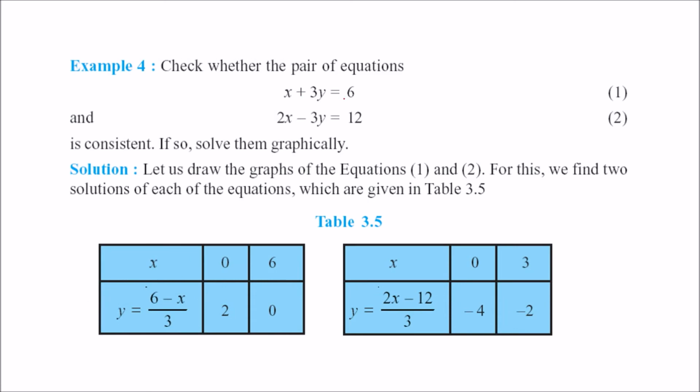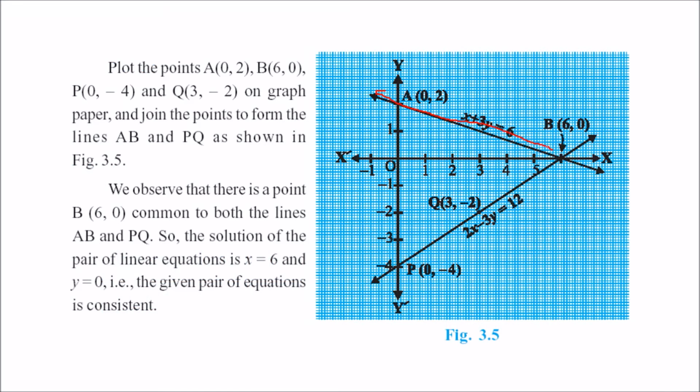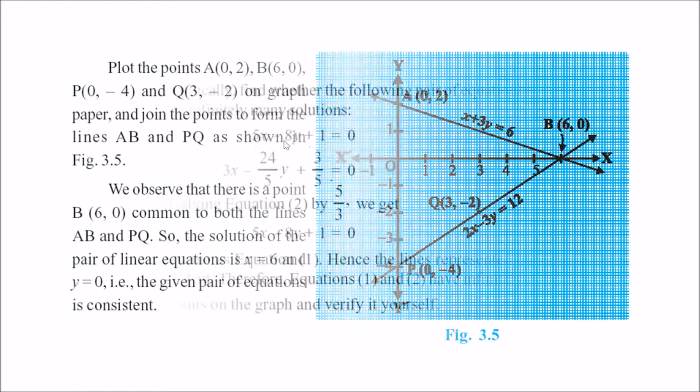x plus 2y is equal to 6, 2x minus 3y equal to 12. For making any line, we just want two points. So we provide some values of x so that we can get the value of y. Similarly here. So we have got the points. Let us make them, and we see that they intersect at (6, 0), and (6, 0) is our solution. So this pair of equations is consistent.